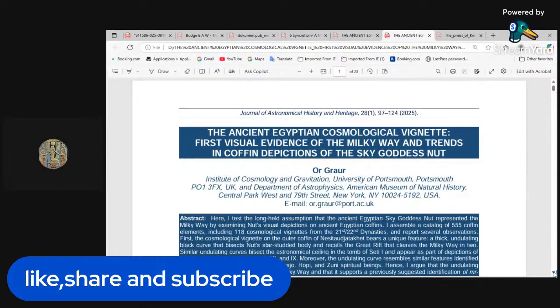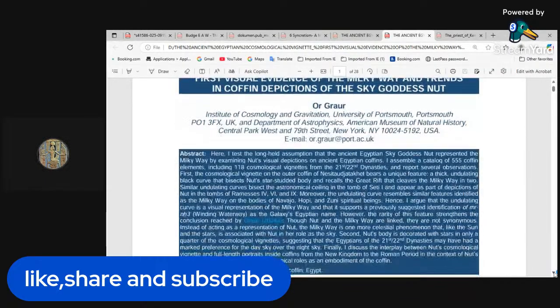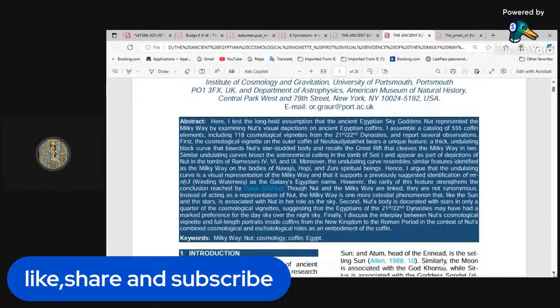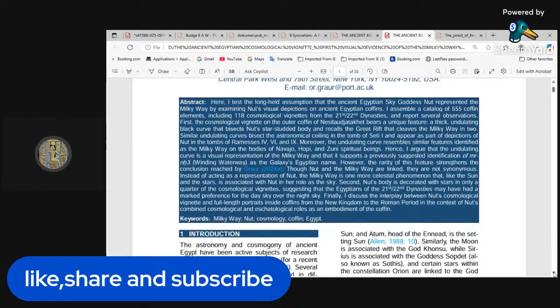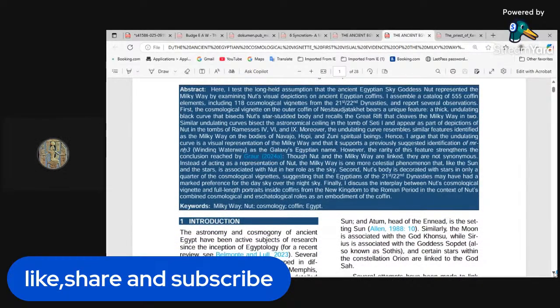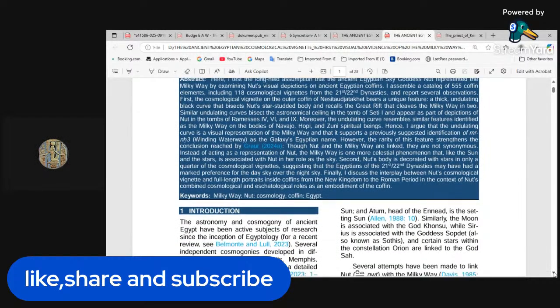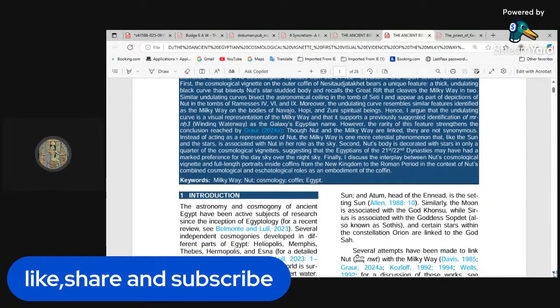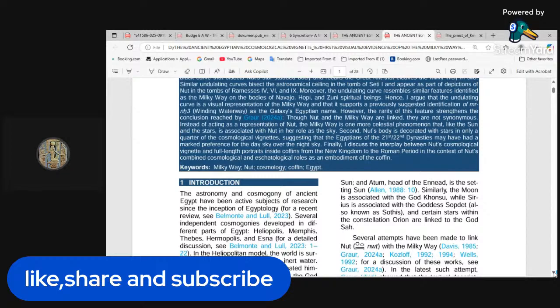Similar features identified on Navajo, Hopi, and Zuni spiritual beings. Hence, I argue that the undulating curve is a visual representation of the Milky Way and that it supports a previously suggested identification of Mer Nehah, winding waterway, as the galaxy's Egyptian name. Moreover, the rarity of this feature strengthens the conclusion reached by Graur 2024a: Nut and the Milky Way are linked, they are not synonymous.